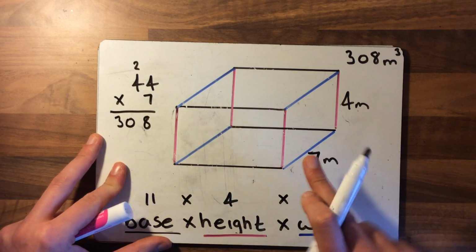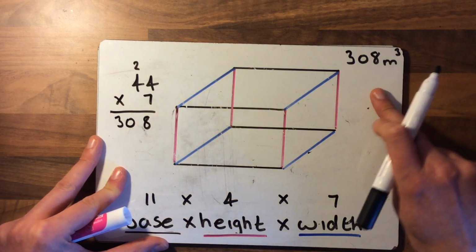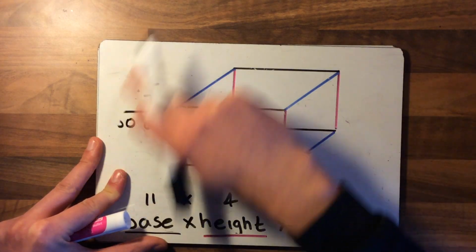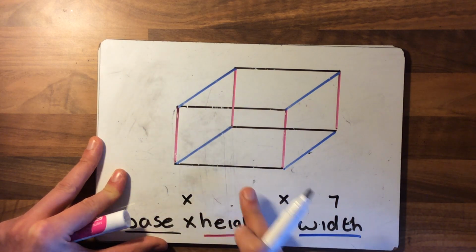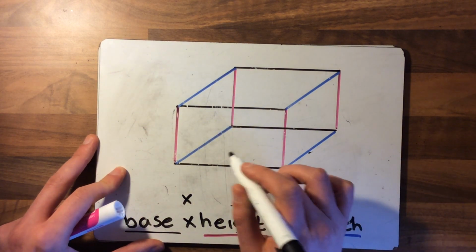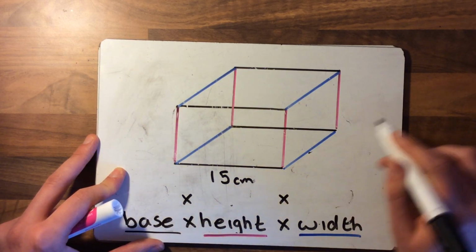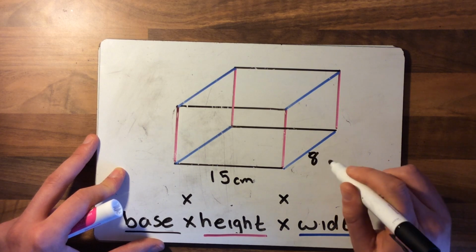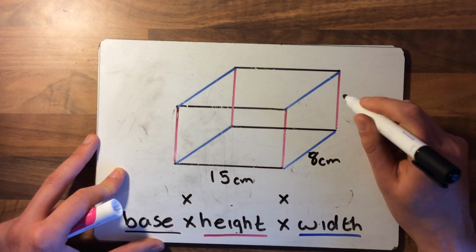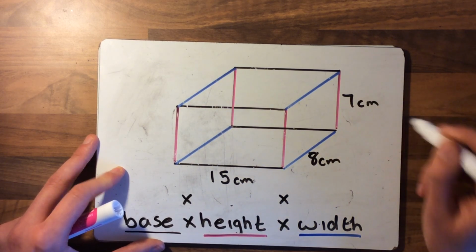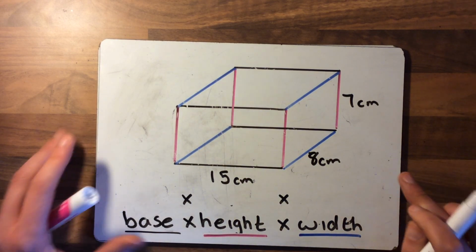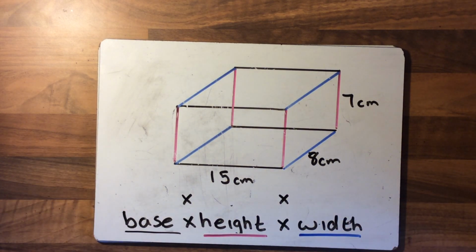So let's have a look at this one again, because I think sometimes it can help by doing it with the 3 different colours. So if I was to make this 15 centimetres, and this one back, let's make that 8 centimetres, and this one up, let's make that 7 centimetres. So you could have a go, year 6, at finding the volume of that one for me. Remembering multiplying the base by the height by the width. Doesn't matter which order you do the multiplications.